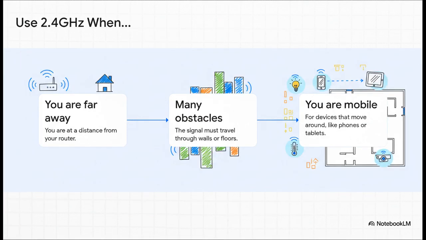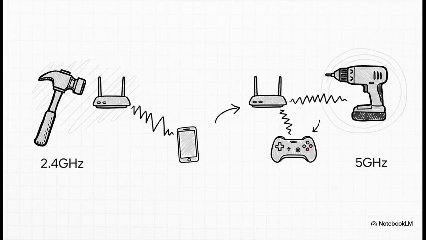So, when do you take the 2.4 gigahertz country road? Well, this is the perfect network for any device that's far away from the router. It's also your best bet when that signal has to travel through a bunch of walls or even between floors. And it's ideal for things that move around a lot, like your phone or your tablet. And for most of your smart home gadgets that don't need crazy speed, they just need a stable, reliable connection they can count on.